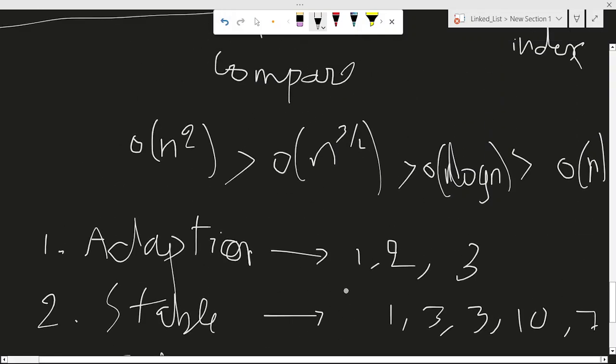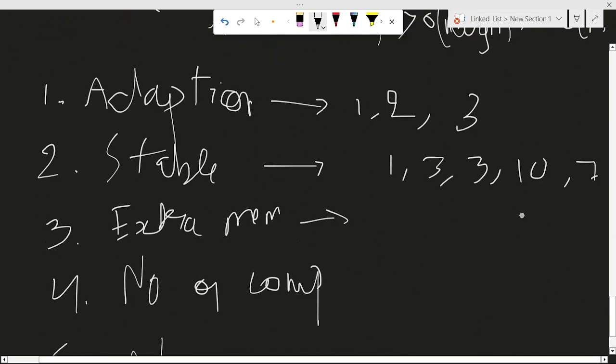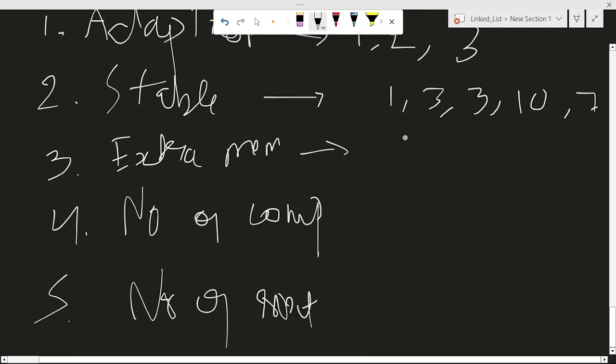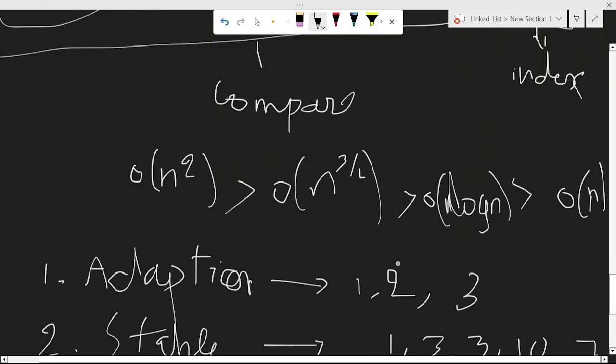Extra memory: we are going to discuss this in the fourth class, where it will take so much extra memory. That is not a good thing, so we are going to consider that criteria too. Then the number of comparisons is also very important: how many comparisons you are doing in order to sort. And the swapping: the number of swaps that you are doing. So these are the criteria.